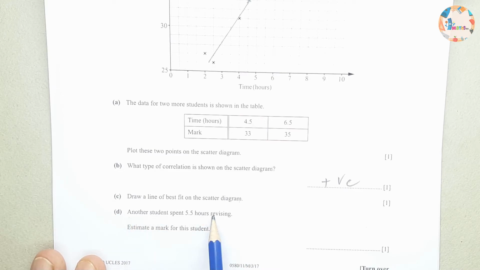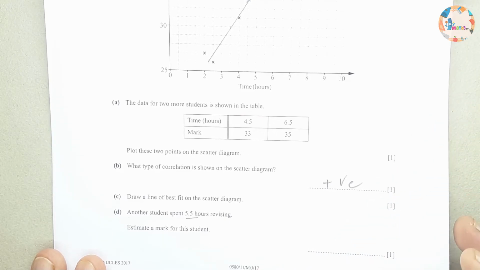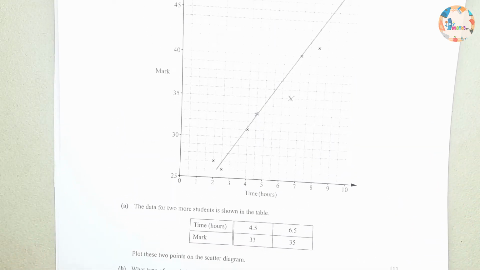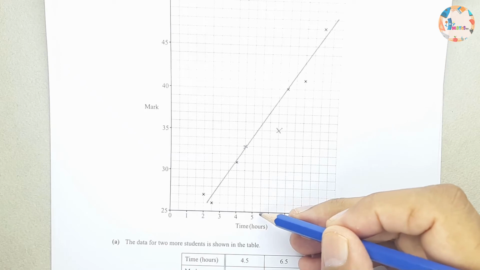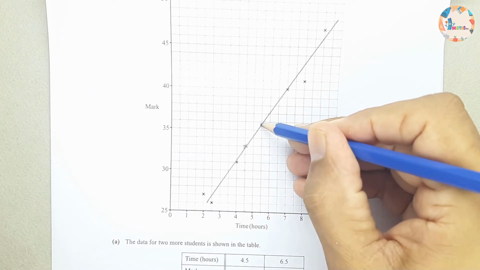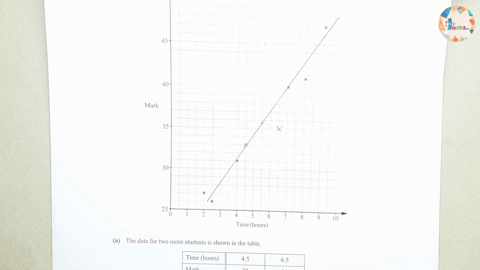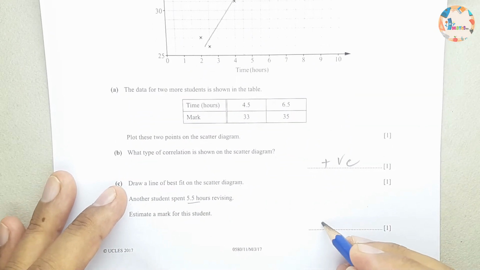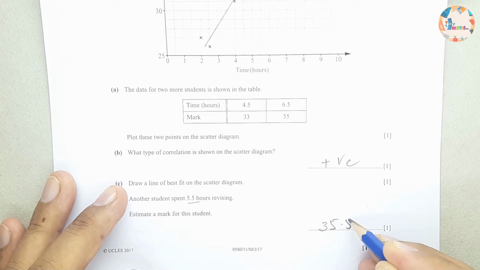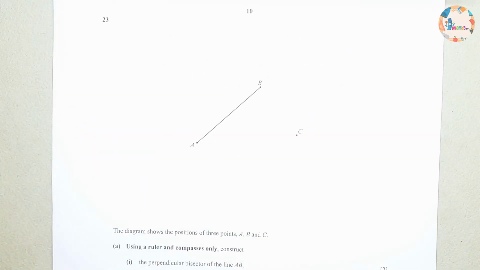Then part D, another student spent 5.5 hours revising. Estimate a mark for this student. So 5.5 is this one, and this will be over here. So it's roughly around 35.5. So I will write here 35.5. This is done. Then this is question number 23.